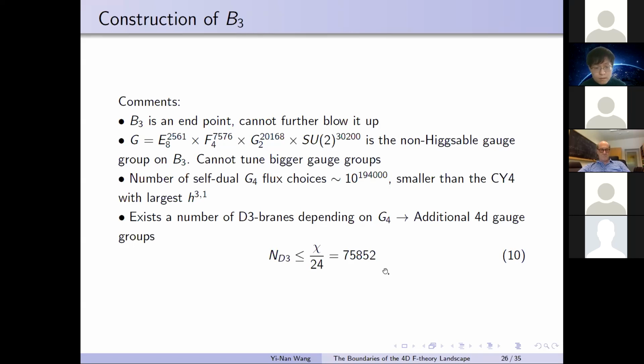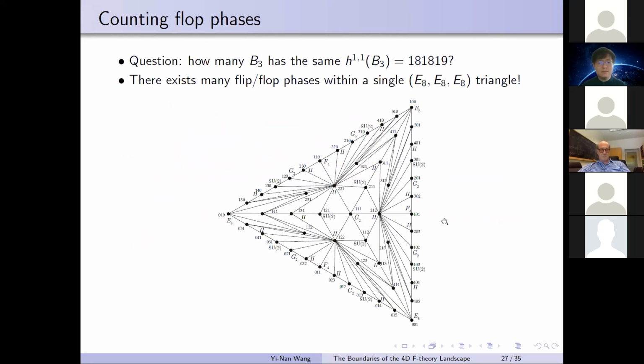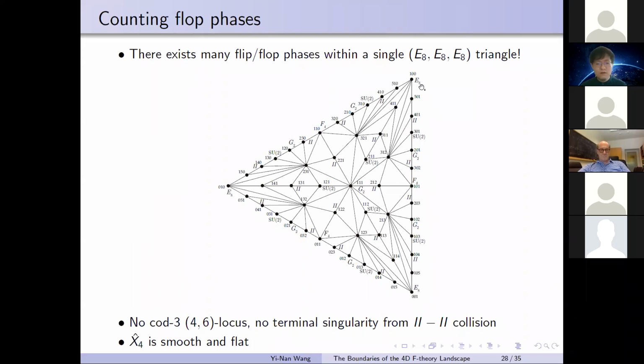Okay. So now we can also ask the following counting question. You may wonder whether there also exists some other base threefold with exactly the same Hodge number h11 as this one, whether this is true or not. In fact, even inside a single reflexive triangle, there already exists a huge number of flip and flop phases. For example, instead of this triangulation, you can also choose to use the following one, which is quite different.